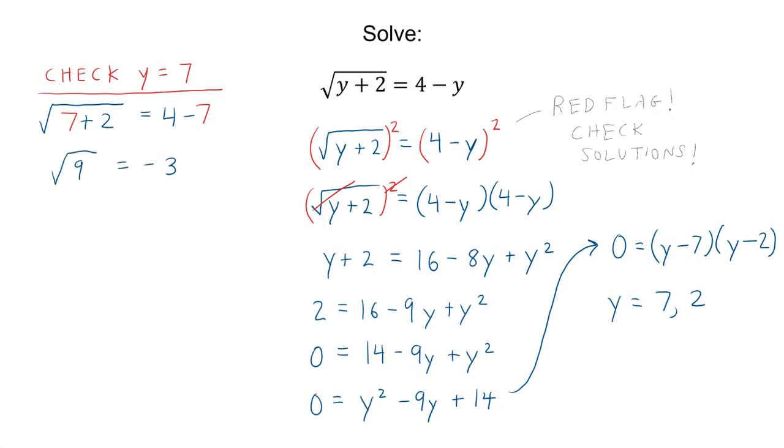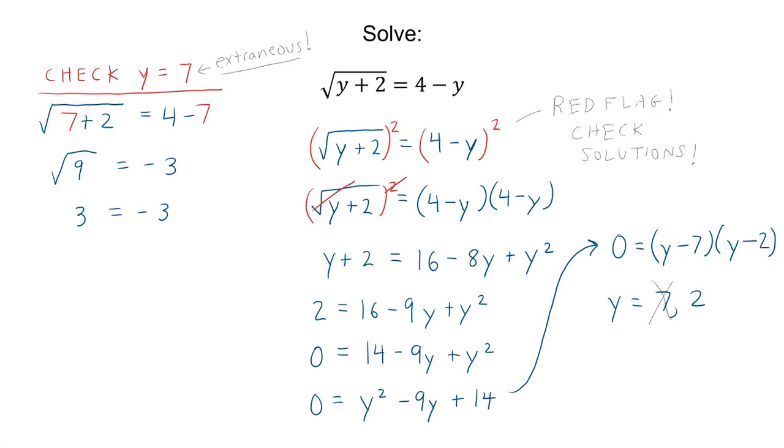The square root of 7 plus 2 on the left gives us the square root of 9, and 4 minus 7 on the right gives us negative 3. Now on the left side of this equation, we need the principal square root of 9. In other words, we're looking for the positive square root of 9 only, and that gives us 3. And that's equal to negative 3 on the right. That is a false statement. That tells me that y equals 7 is an extraneous solution. It's not a solution to this equation at all. So we mark it out and toss it to the side.